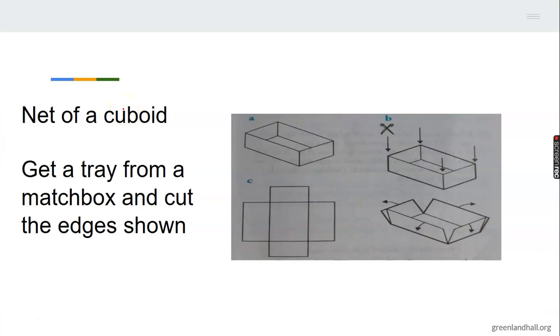Now, the net of a cuboid. Like I said before, when you cut along this line, cut here, cut here, cut here, you will have the net of a cuboid. By the time you open it up, this is what you will have. When you fold back again, you have it again.